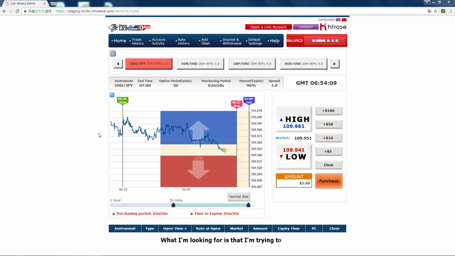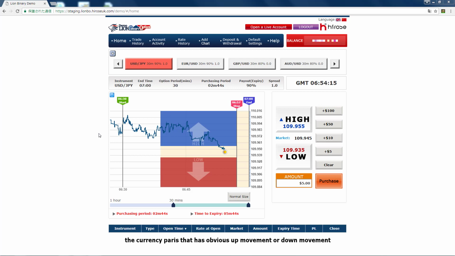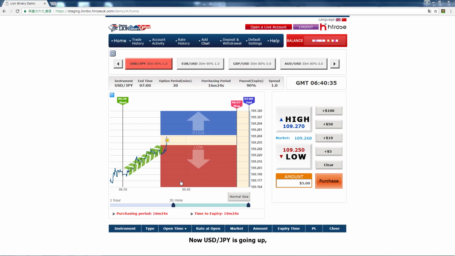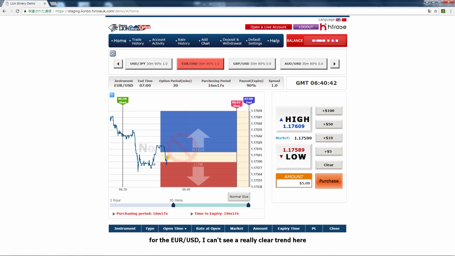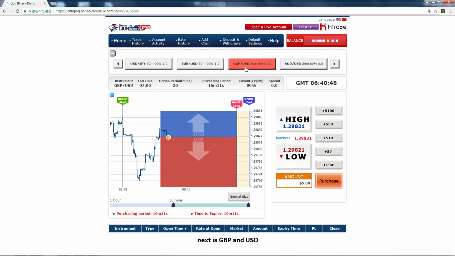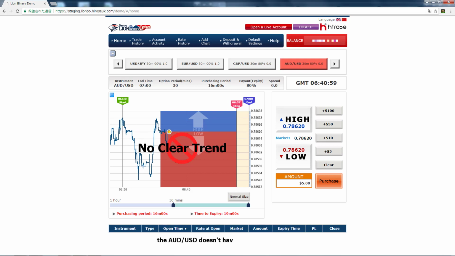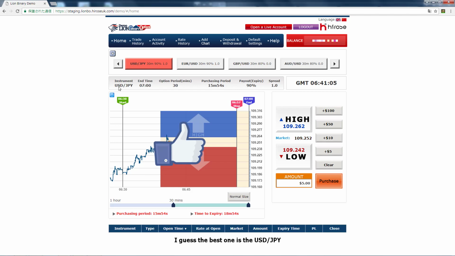What I'm looking for is a currency pair that has an obvious up movement or down movement. Now US dollar and Japanese yen is going up, which I think is quite nice, and for Euro US dollar, I can see a really clear trend here. We move on. Next is British pound US dollar. It's kind of going up, but it's not as nice as US dollar Japanese yen. Let's have a look at the last one. The Aussie and US dollar doesn't have a clear trend either. So I guess the best one is the US dollar and Japanese yen.